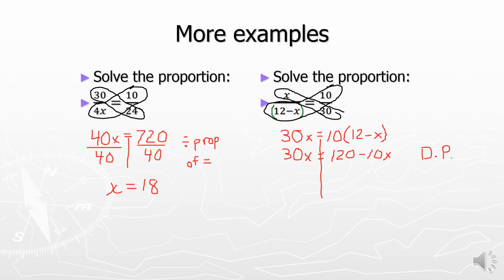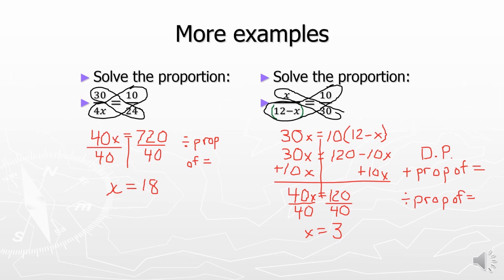Now I need to get x on one side. I'm going to eliminate the negative 10x by adding 10x to both sides using the addition property of equality. That gives me 40x equal to 120. Then I divide both sides by 40 using the division property of equality to get x equal to 3.